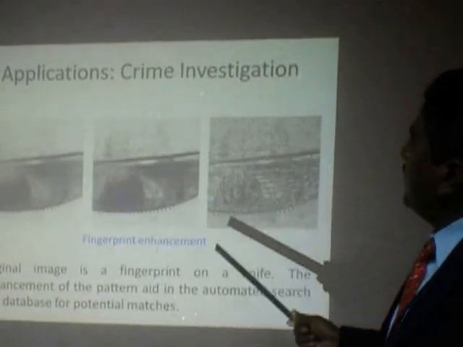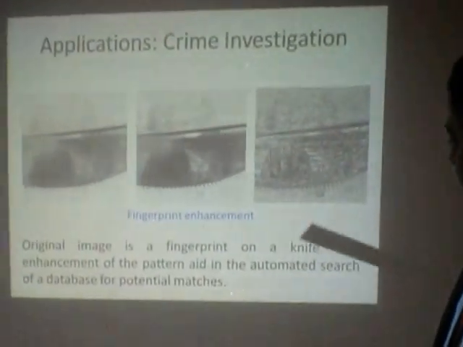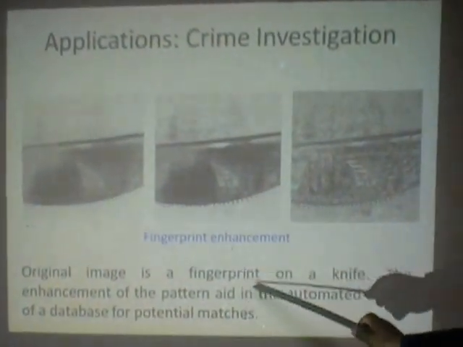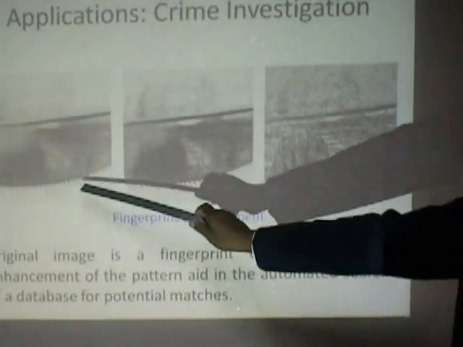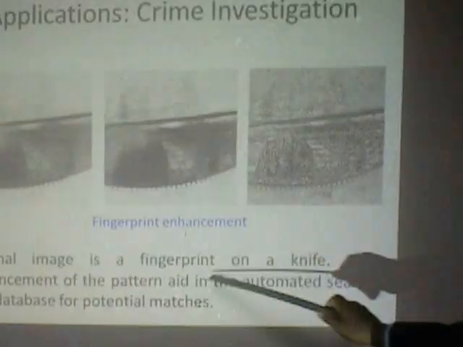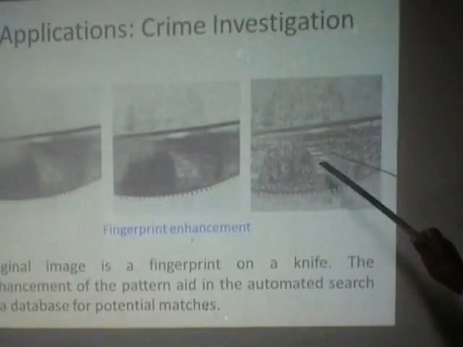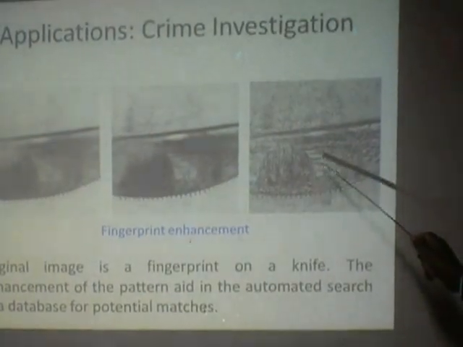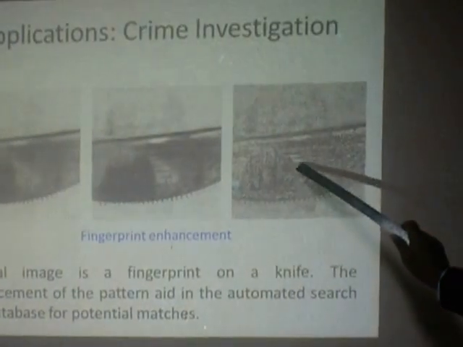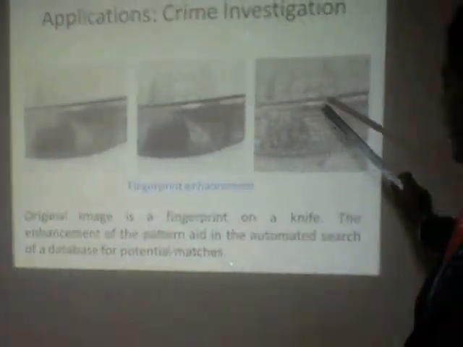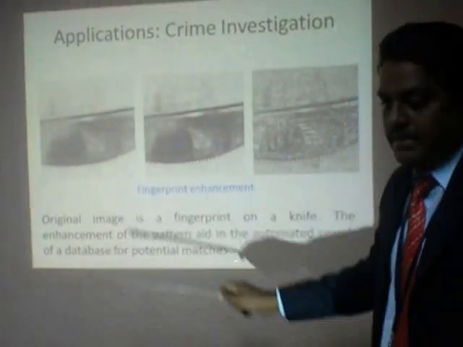Here this application is mainly for crime investigation. Here the original image is a fingerprint on a knife. This is the original image. It has a fingerprint on a knife. Then this image is enhanced to get the exact image. Also, it is very easy to compare with the database.